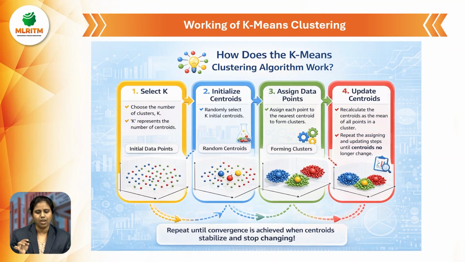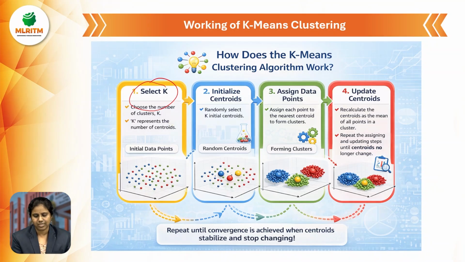Now the working of k-means, with an example. You can see the complete k-means clustering algorithm in a single diagram. The first step is selecting k. We have to choose the number of clusters, and k represents the number of centroids. Firstly we take 2 centroids, that will be C1 and C2. Next is initializing the centroids: we randomly take the centroids and calculate the Euclidean distance for each data point.